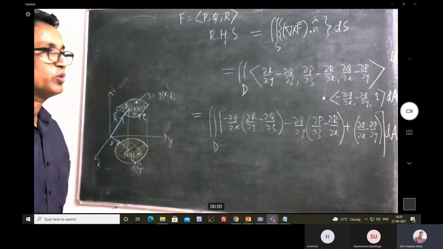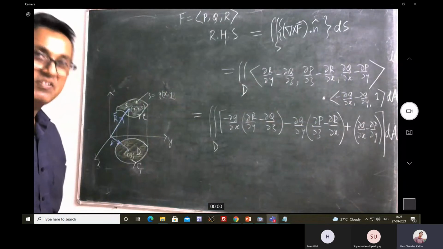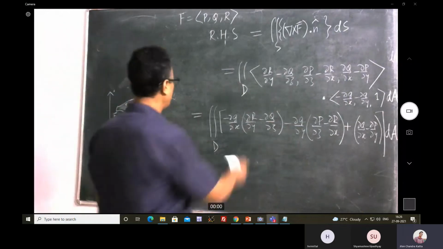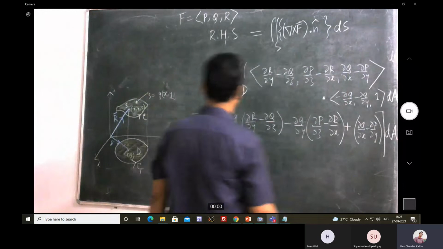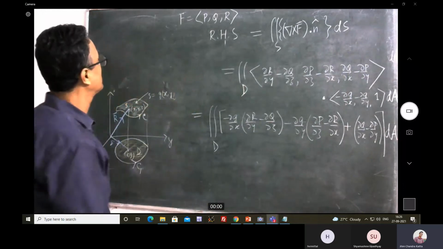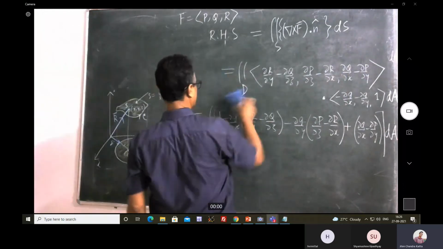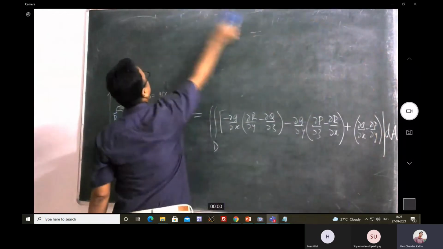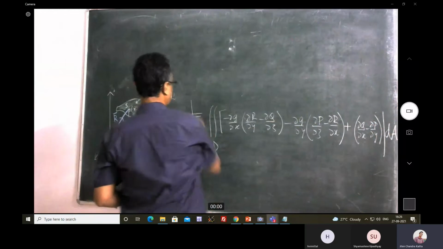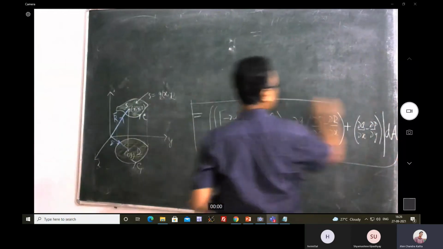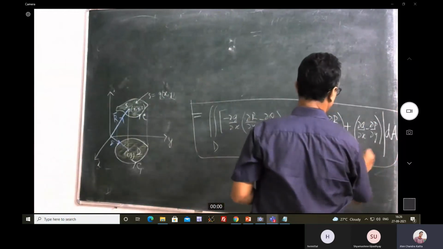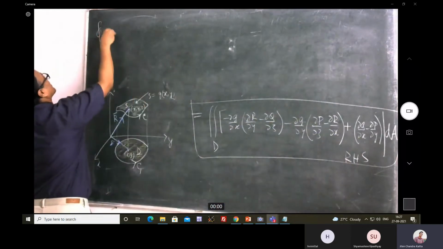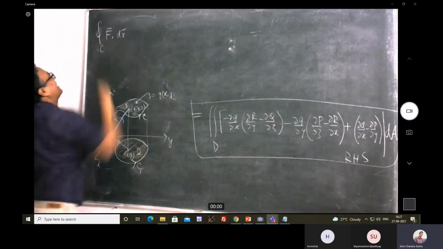Okay. So now what I'm going to do, I'm going to concentrate on my left hand side. Fine. So I guess you'll be able to recall this, even if I erase this. Or should I keep it like this? Let me keep it like this. Okay, I think I can utilize this. So this was my right hand side. So left hand side it is the line integral of F dot dr.